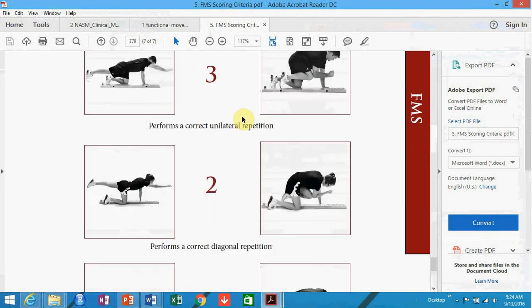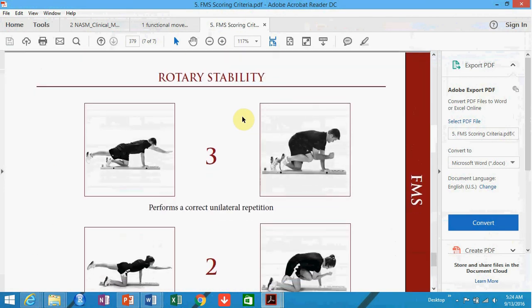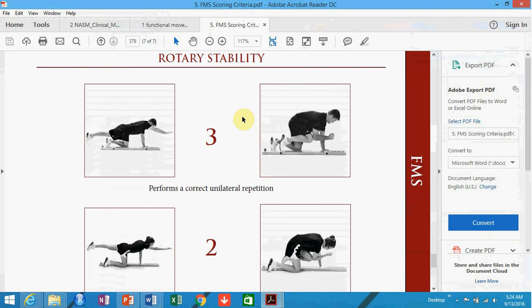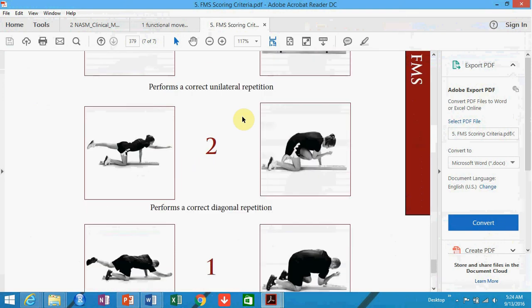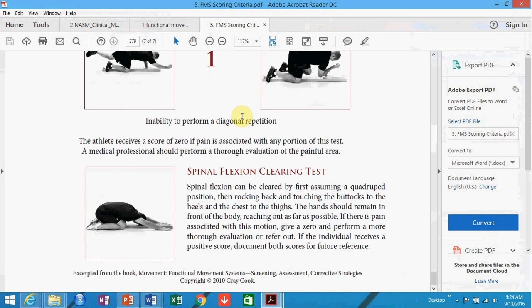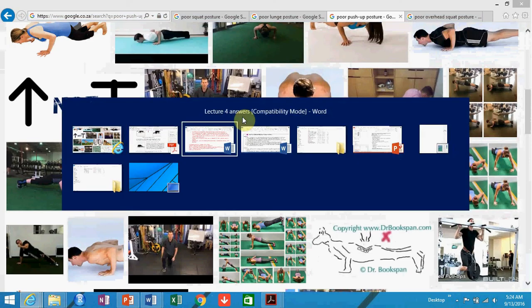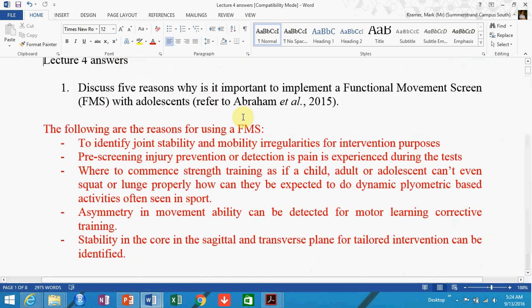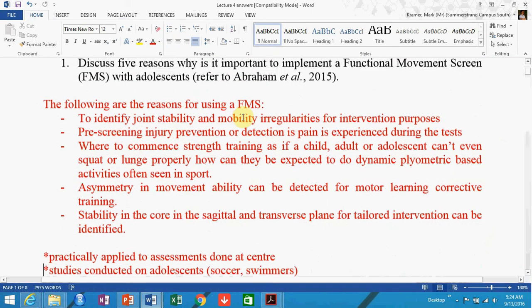Okay, this is rotatory stability. A lot of people forget about this, so we do not warm up our spinal region. We tend to focus on just flexion and extension activities, and we don't work in the transverse plane. So again, some of you have a look at this, see if you can cross over the midline, and if you can do it on the same side of the body. Okay, and that's the main reasons for doing a functional movement screen.